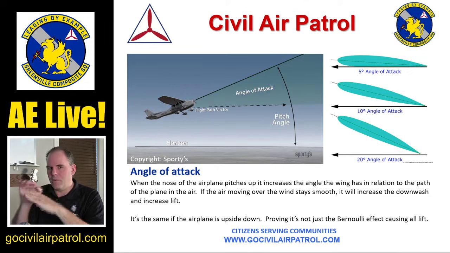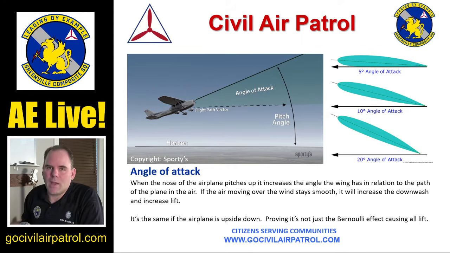Since the curve of the wing is now on the bottom, you'd have to compensate by making the nose higher or giving it a lot more gas, making the engine work more. So that's how the coefficient of lift works. Let's go ahead and look at our next page.